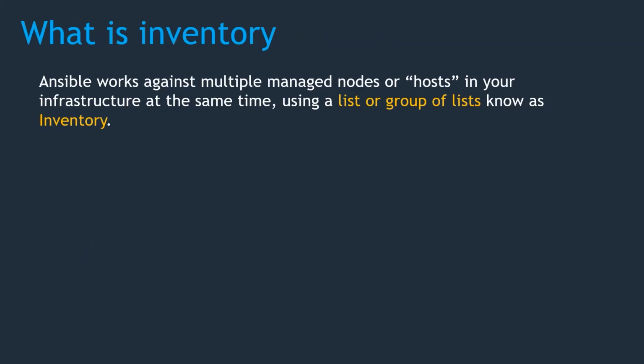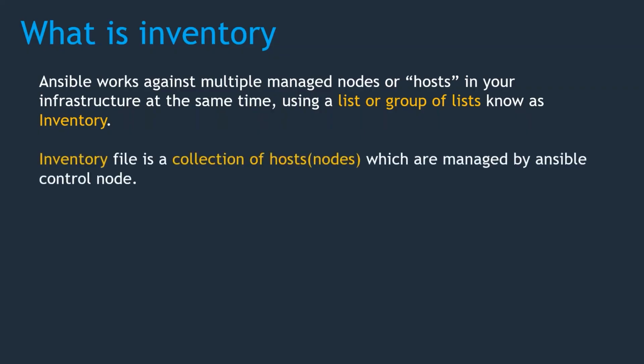Now we are going to talk about inventory. So Ansible works against multiple managed nodes or hosts in your infrastructure at the same time using a list or group of lists known as the inventory. So it is going to manage your infrastructure, whatever list of systems are there in your hosts file or inventory file. Next, inventory file is a collection of hosts or nodes which are managed by the Ansible control node. Of course, that is what we were talking.